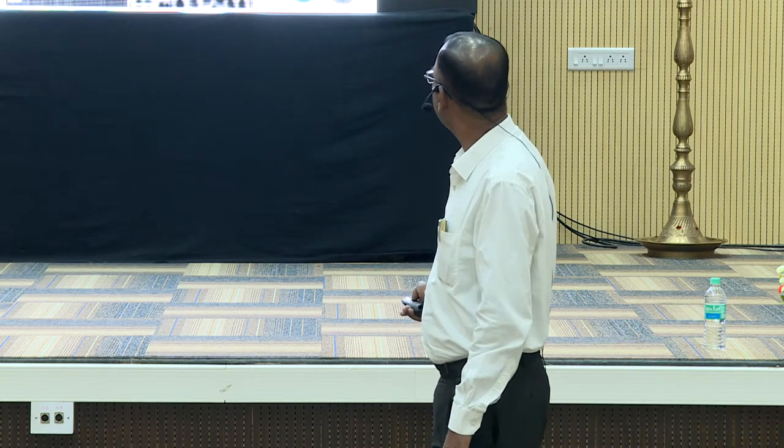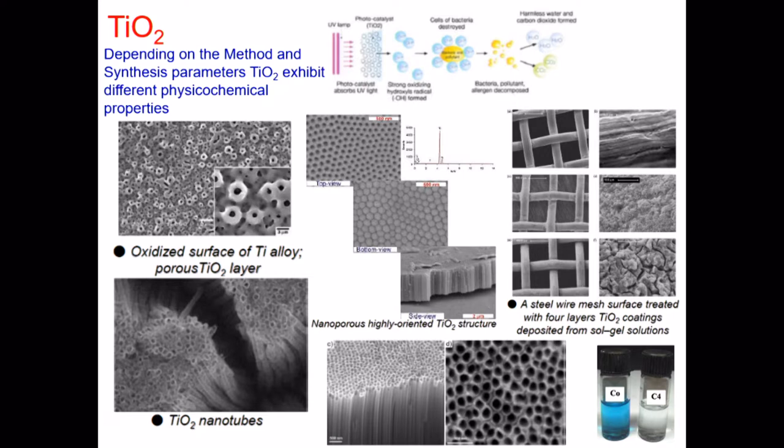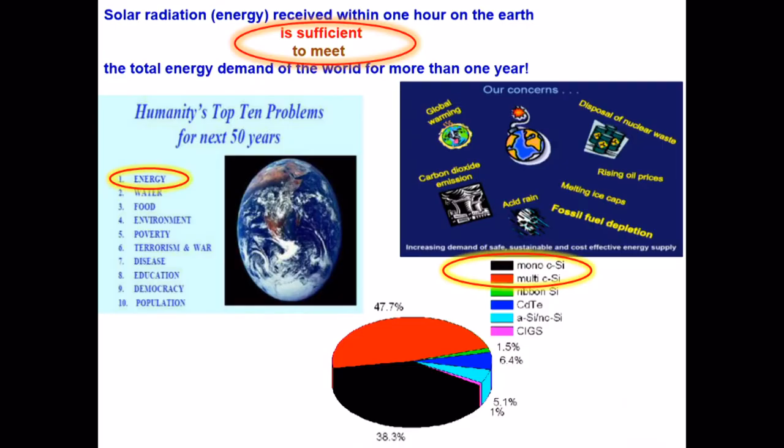So this is about photocatalysis. You can see this is methylene blue, purified almost 95%. Yeah, this is rhodamine B, again purified more than 85% using titanium oxide. Now I come to applications of the material.